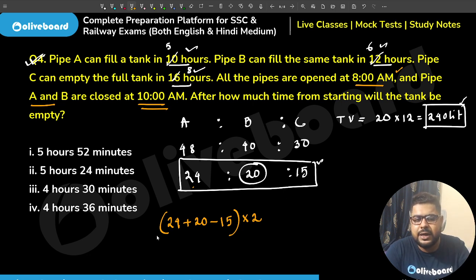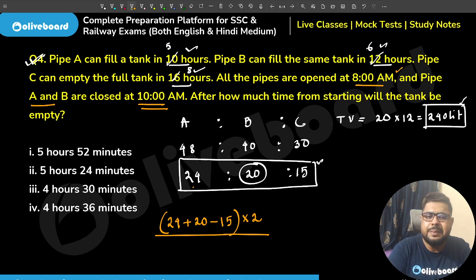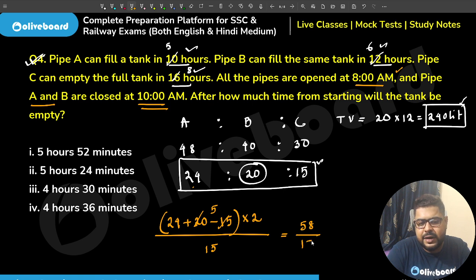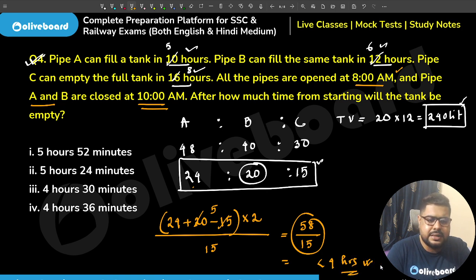Now this much water will be emptied by whom? Only C is now open. C will empty at a rate of 15 liters an hour. So if you calculate this, 29 into 2, sir, 58 by 15. So just less than 4 hours. Just less than 4 hours is the correct answer.